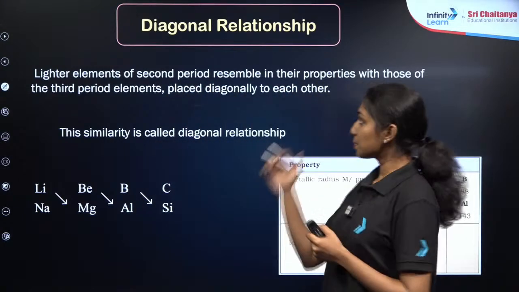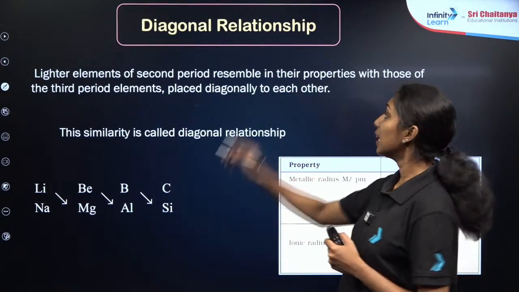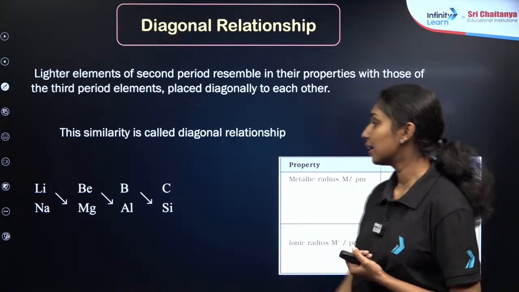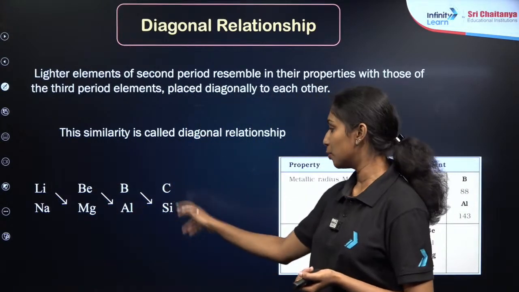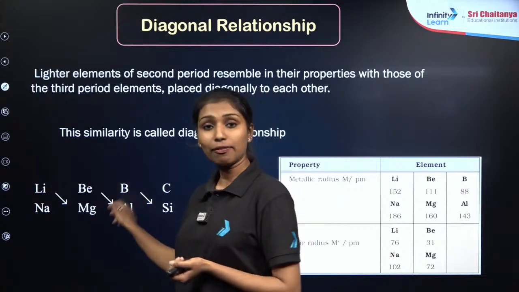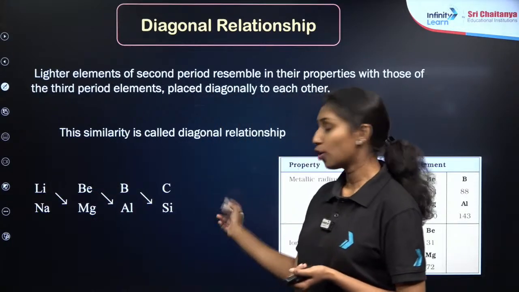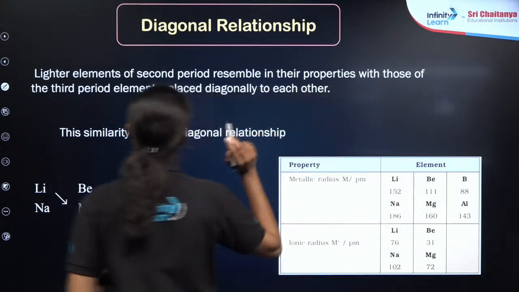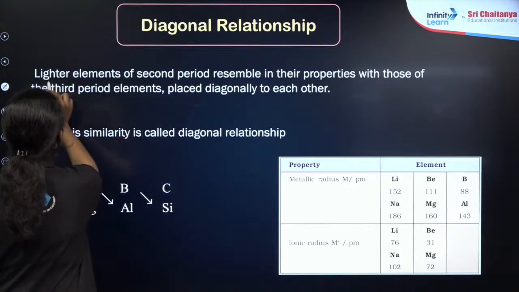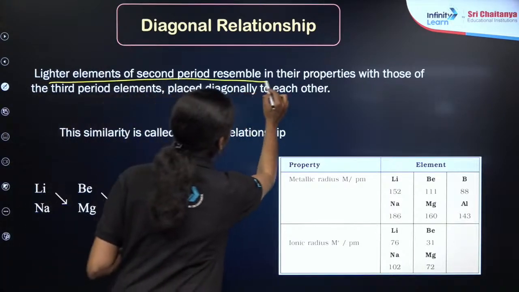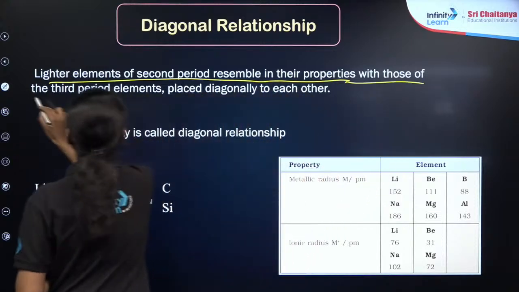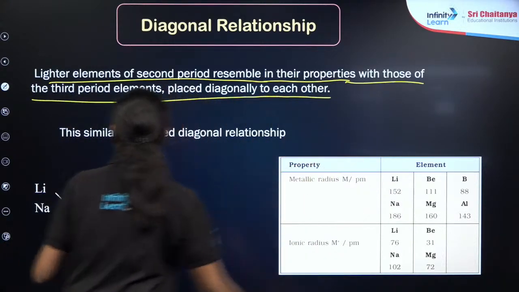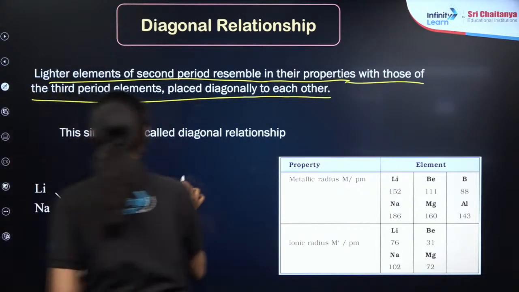The next one is the most important property that I already mentioned, the diagonal relationship, right? Whenever we were discussing the electronegativity values of beryllium and aluminum, I mentioned that they have the same electronegativity value, around 1.5, right? This is because of the diagonal relationship. The lighter elements of the second period resemble in their properties those of the third period element which is placed diagonally to each other.